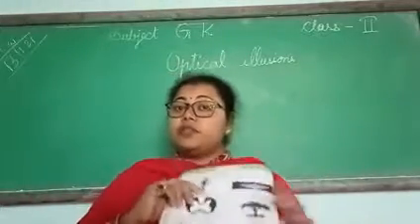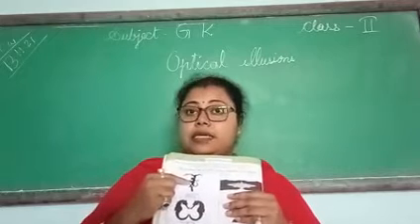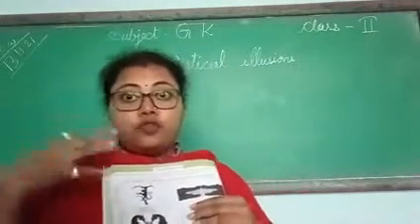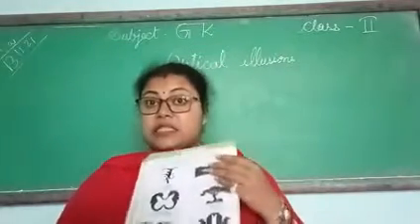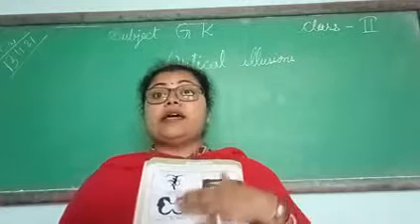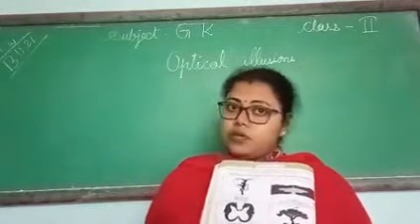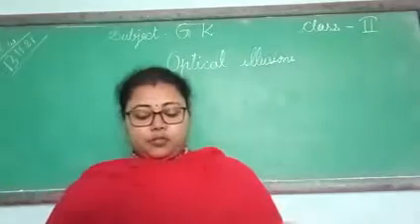Now all of you have understood what optical illusion is. Whatever you are seeing, apart from that, something is hidden inside. You have to look very properly, then you can see them properly. So these kinds of pictures are known as optical illusions. Understand? Now turn the page.